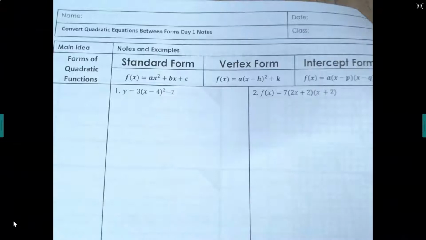Converting quadratic equations between different forms. By the end of this video, you should be able to convert between vertex form and standard form and intercept form and standard form. So let's take a look.